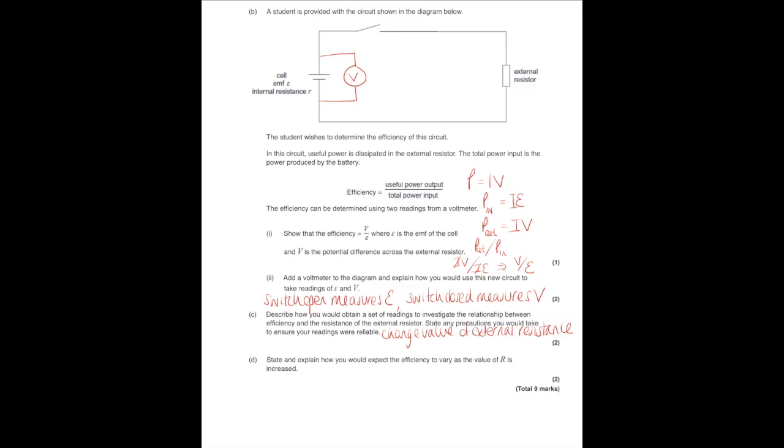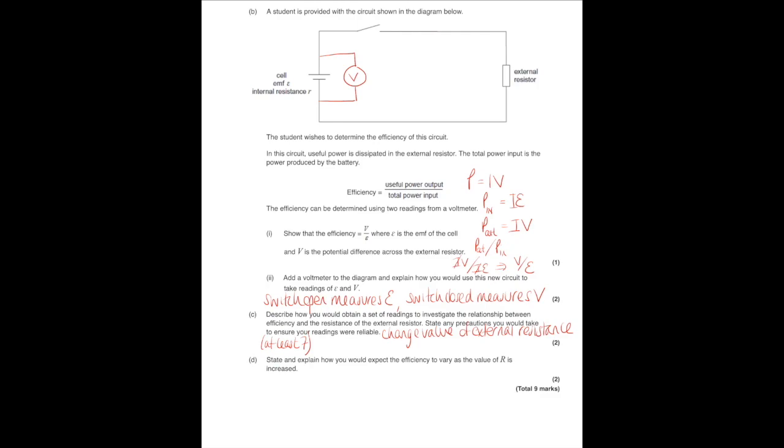A good tip here, whenever you're asked about taking measurements, say how many different ones you would use. As a little rule of thumb, at least 7 is kind of a magic number. So at least 7 ideally, but you need to change for many values of external resistance. If you didn't say more than about 3, then you shouldn't have got any credit for it.